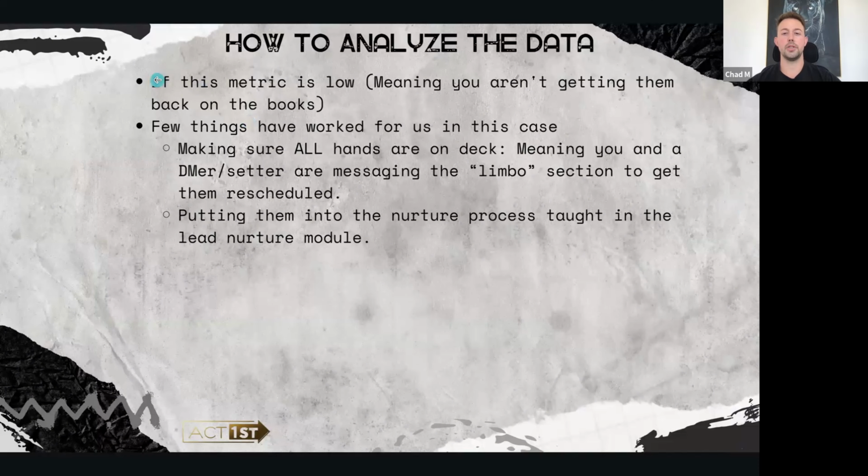Okay. Let's see. Yes. So other things we could do, right? If this reschedule metric is low, we can make sure that all hands are on deck, meaning that you and the DMer and setter are messaging the limbo section, right? So it's really imperative that we can attack these limbo leads at multiple angles, right?